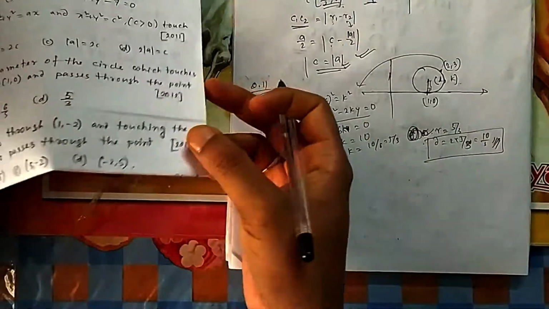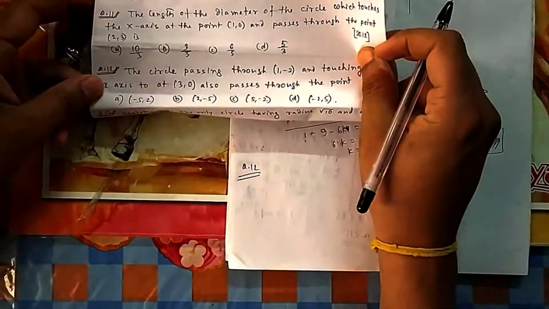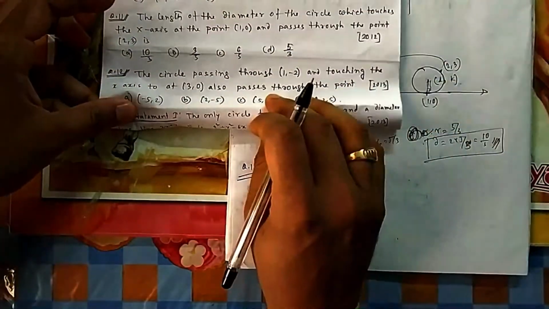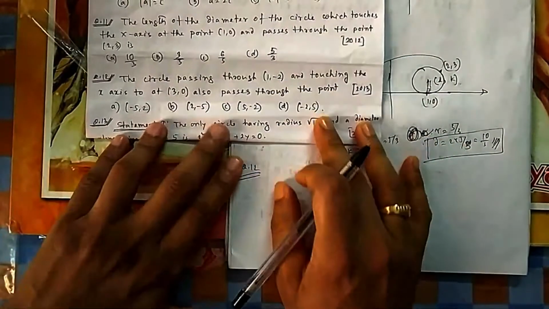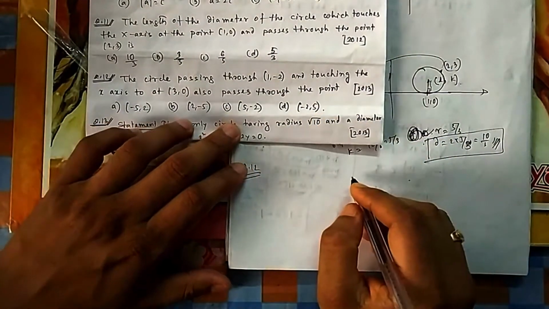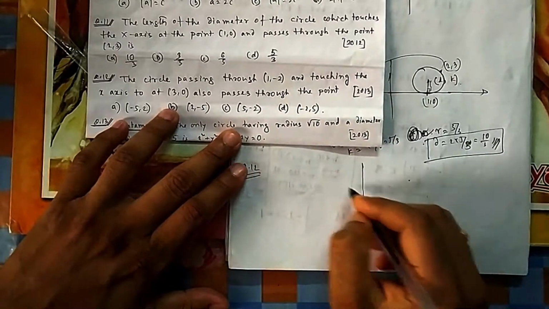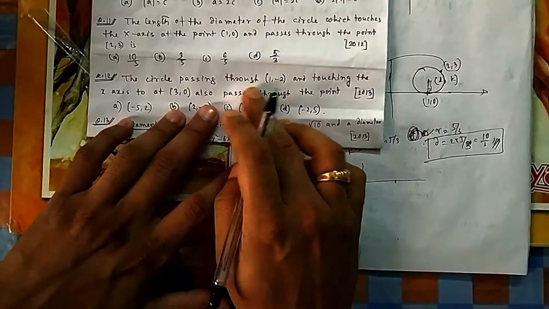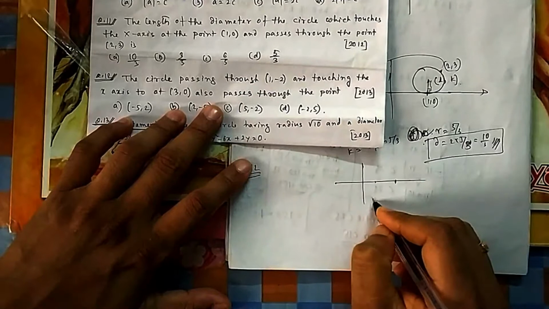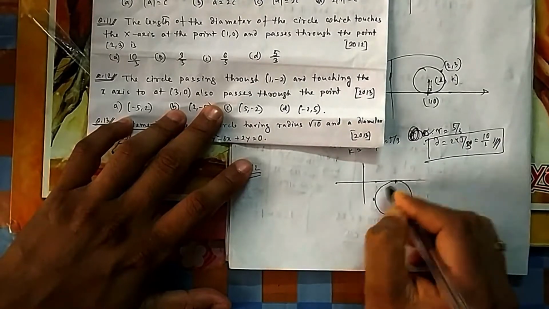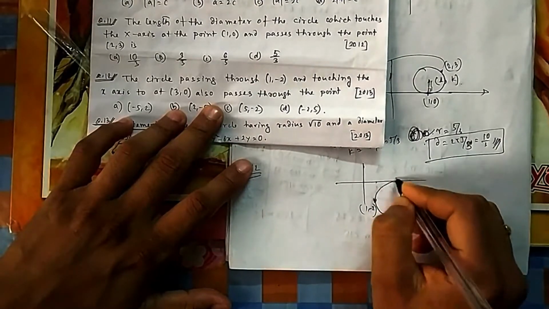What are they asking in question 12? A circle passing through this and touching the x-axis at this also passes through this point. Okay. Similar type of question almost. So a circle touching the x-axis at 3, 0, but passing through 1, minus 2. So obviously the circle will be of this fashion here, and it is touching at 3, 0.